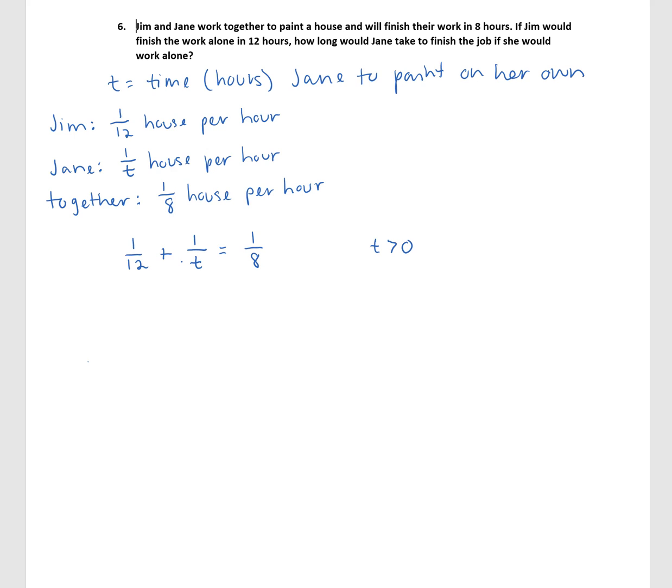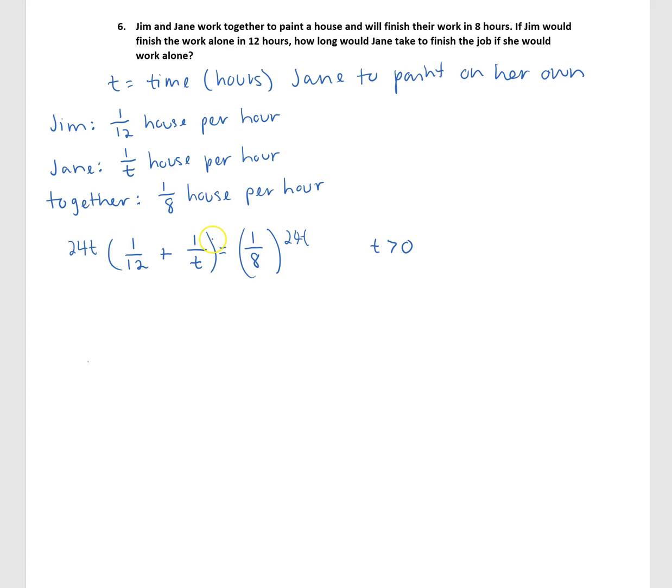Okay, so the next thing you want to do is solve for t. And to do that, we need to find the least common multiple of the denominators in this equation. So 12, t, and 8. And that ends up being 24t, because 12 goes into 24 2 times, 8 goes into 24 3 times, and t, of course, goes into 24t once. So that's going to simplify this for us. And so what we want to do is multiply both sides of our equation by 24t.